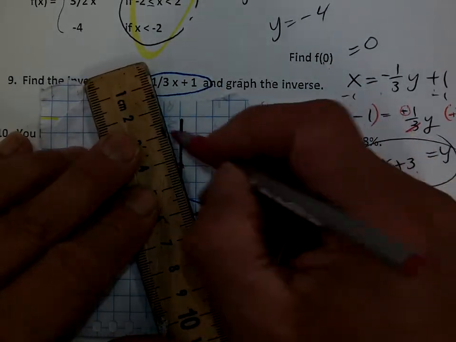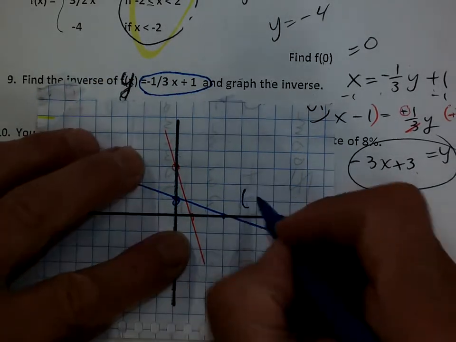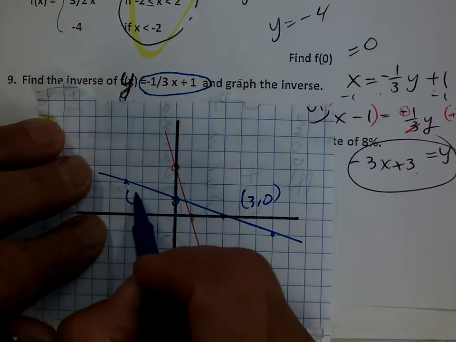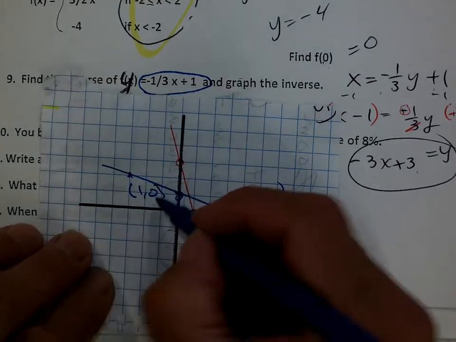Okay. Now, another way to do it is just switch points. Here is a point at 3, 0 becomes 0, 3. Here's a point at 1, 0 becomes 0, 1. Okay, that's another way to do it.